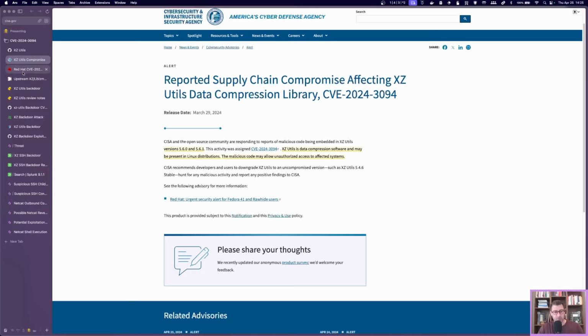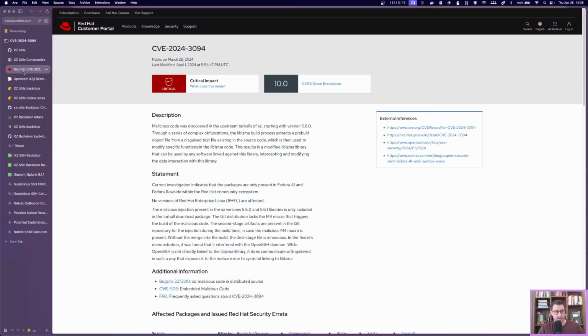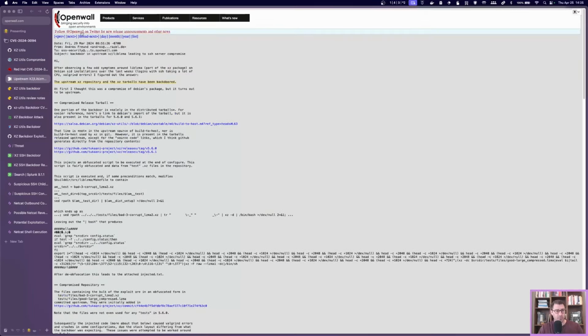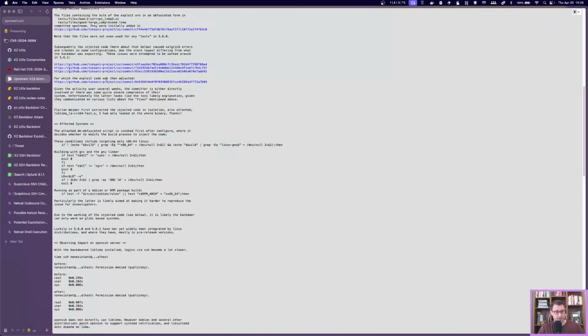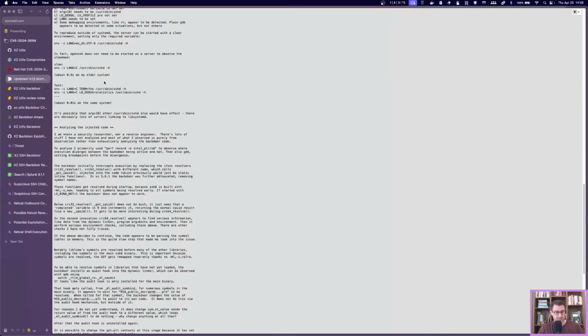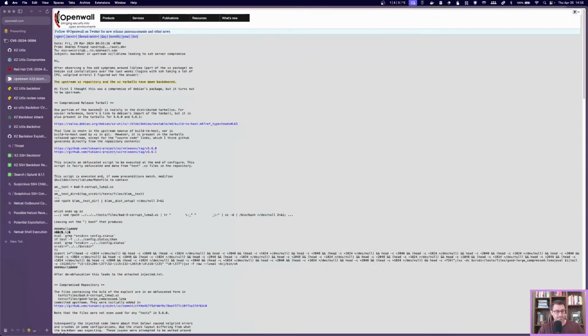Shortly thereafter, more information started coming out, and you could find the oss-security communication where Andres, the Microsoft engineer who found this, posted his discovery. It really gets into some detail and breaks it down. Basically, he was troubleshooting an SSH performance issue on a Debian system, and he ended up figuring out that there was a backdoor in XZ causing that SSH slowdown.